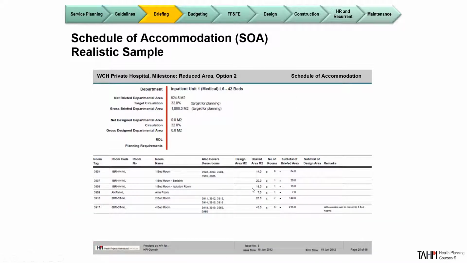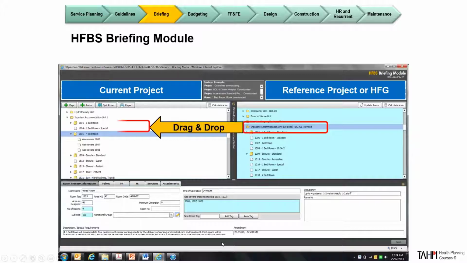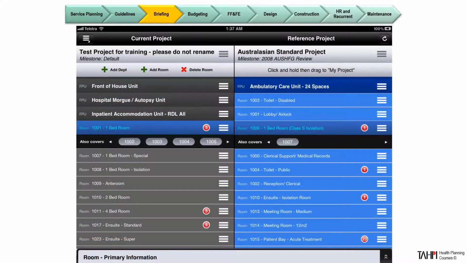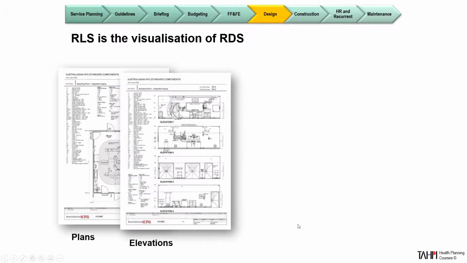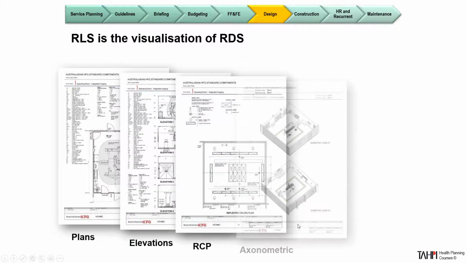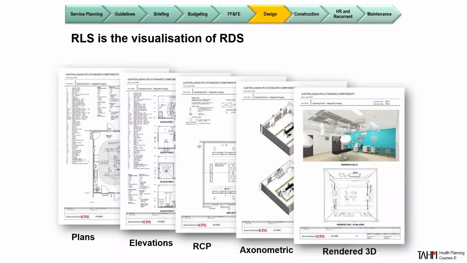We cover the presentation of the schedules of accommodation in the same style as the guidelines. We also cover software tools for automated briefing in compliance with health facility guidelines that are chosen for the project. Furthermore, we cover room data sheets, the coverage of room data sheets, the subjects that are included, and the matching room layout sheets, plans, elevations, reflected ceiling plans, isometrics, axonometrics, and perspectives for each room of a healthcare facility.